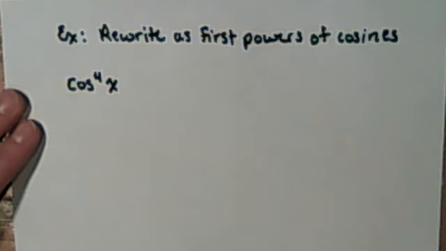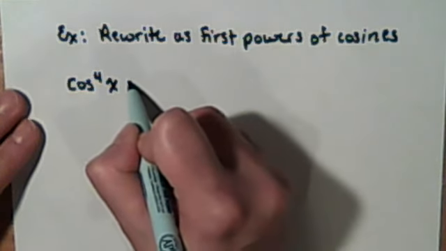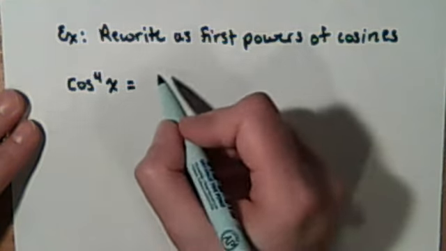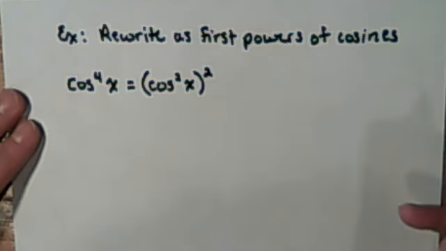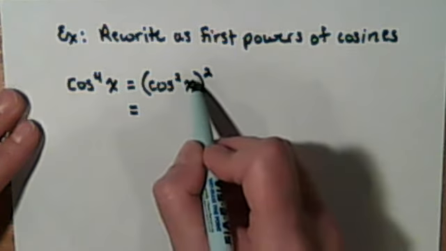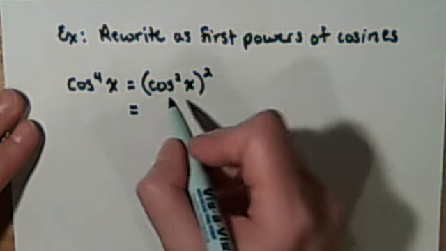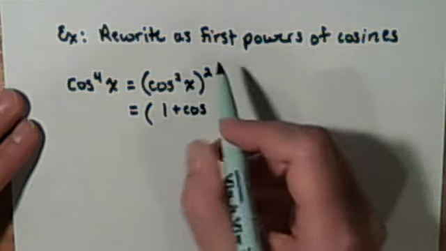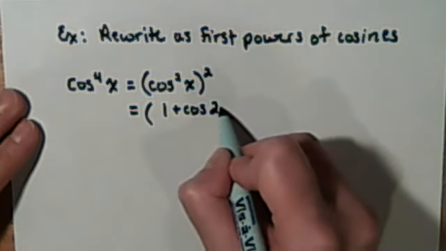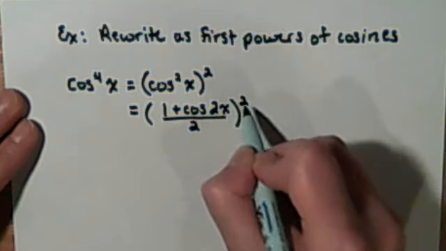Now, it's a little bit larger than the formulas we just looked at, but we can actually use our formulas to rewrite this. The first thing I'm going to do here is rewrite cosine to the 4th of x as cosine squared of x, squared. There are 2 of them there. Next, I can use my power reducing formula here to rewrite the inner cosine squared of x. That's going to become 1 plus cosine, and again you take 2 of the angle, so we have 2x over 2 quantity squared.